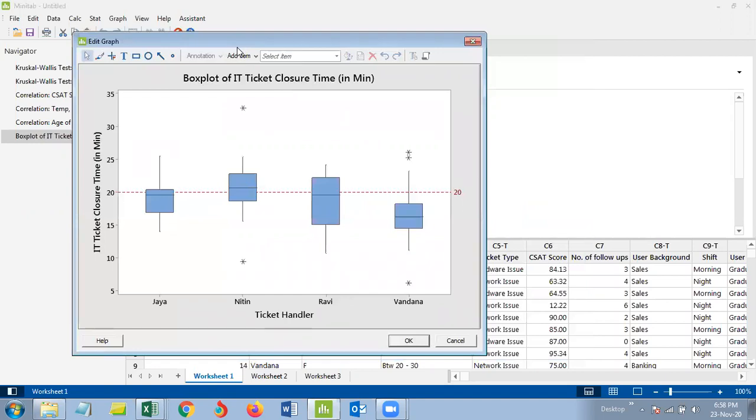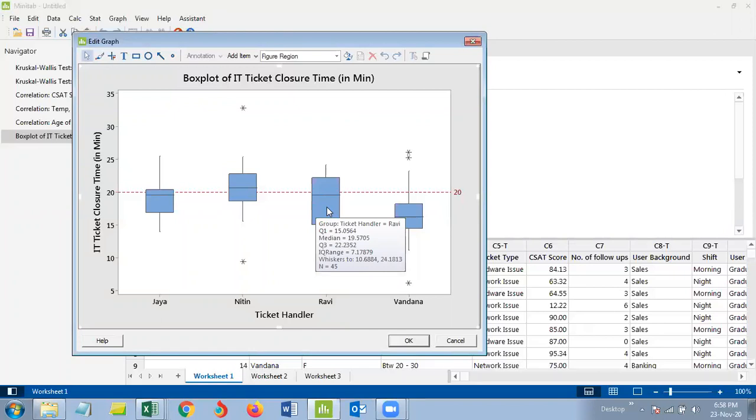Now, how do we interpret the box plot and what decision do we take after looking at it? Keep this in mind: your data is summarized in this box plot. The entire data, say Vandana's data, is summarized in this box plot, and Ravi's data is summarized in its box plot.